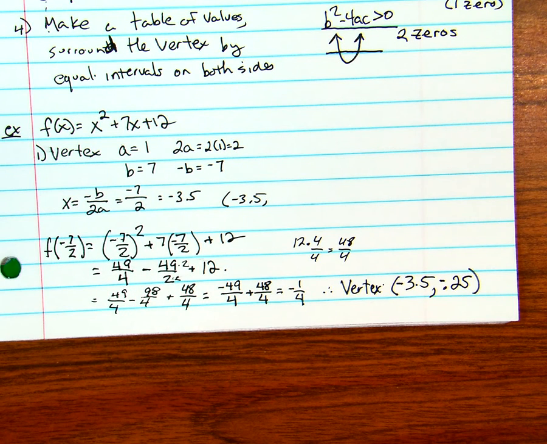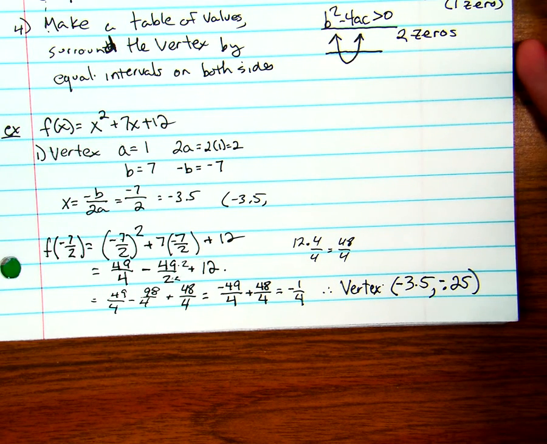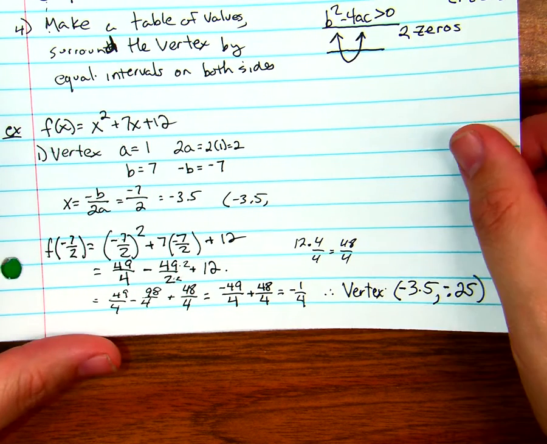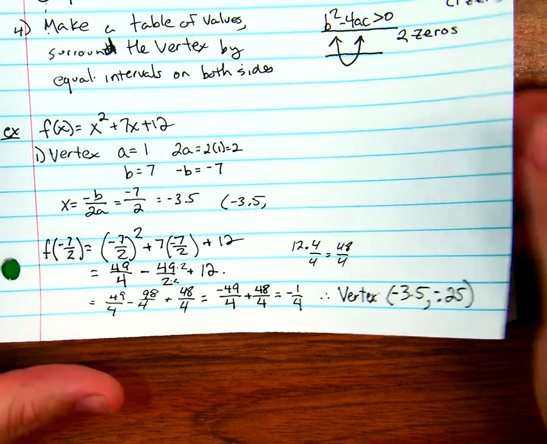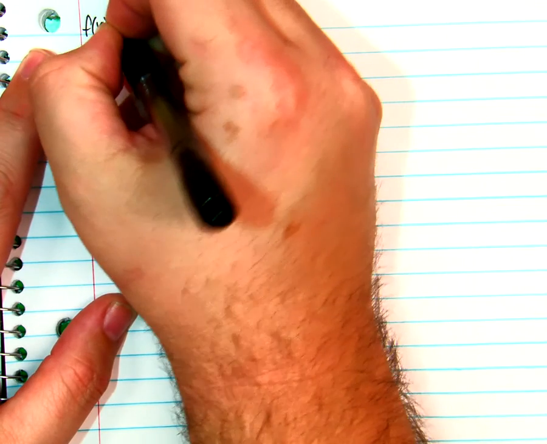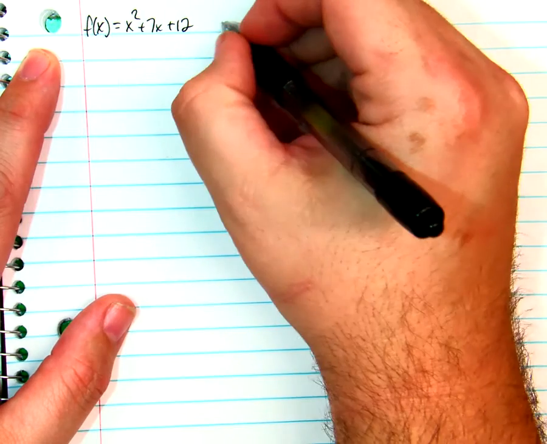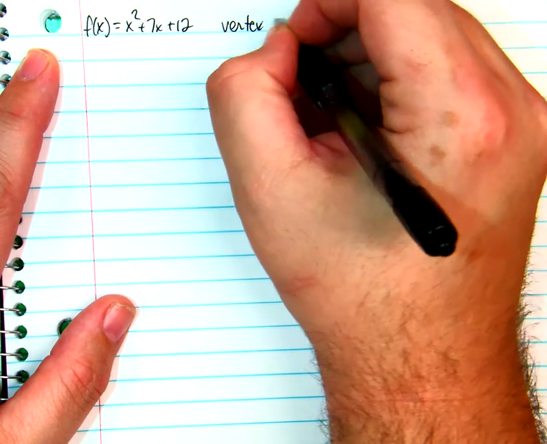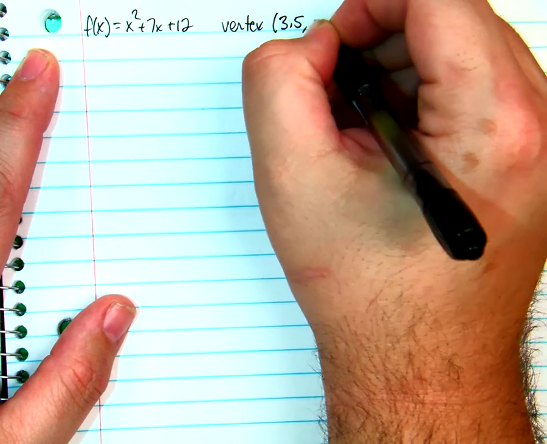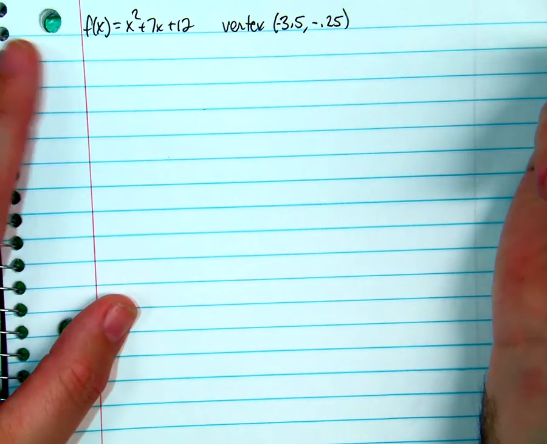All right, so the next part is now I have a vertex. Now I want to try to find my zeros. So I got to jump to a new page. f of x was x squared plus 7x plus 12. I know my vertex is at negative 3.5, negative 0.25. Now, second thing, I want to find my zeros.